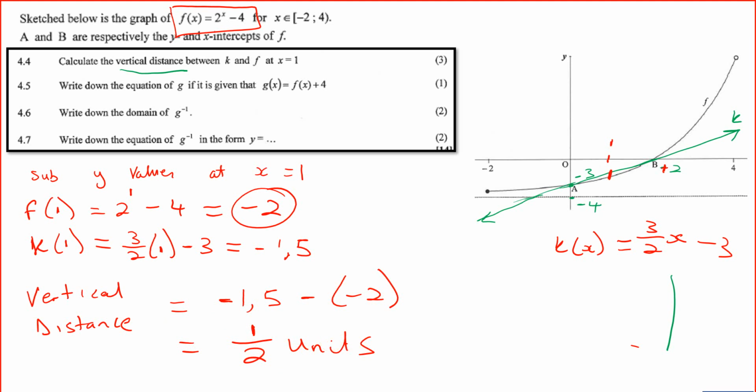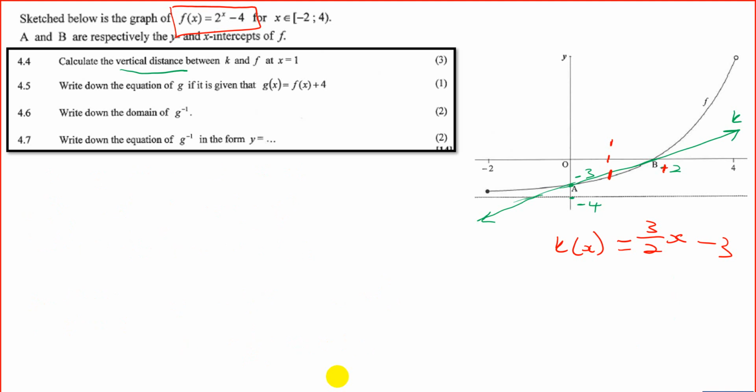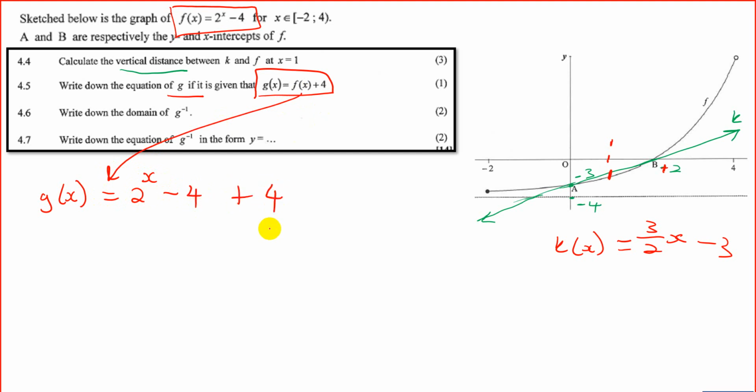Okay, we're going to go on to the next question. Okay, so the next question is saying write down the equation of g given that g of x is equal to f of x plus 4. So all we got to do is take the g of x, and where we got f of x, replace it with this equation, which is 2 to the power x minus 4, and then they're telling us to add a 4 to that. And that gives us g of x is equal to 2 to the power x, as minus 4 plus 4 equals 0.